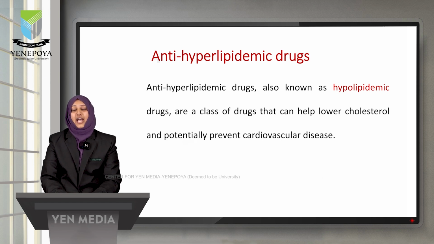Now, let us move on to the anti-hyperlipidemic drugs. So, we have understood here about hyperlipidemia, how it is caused, the different types of hyperlipidemia, and different types of lipoproteins. Now, we will see how we can reduce hyperlipidemia. Anti-hyperlipidemic drugs are also called hypolipidemic drugs, and these drugs are a class of drugs which can help lower cholesterol and potentially prevent cardiovascular diseases.